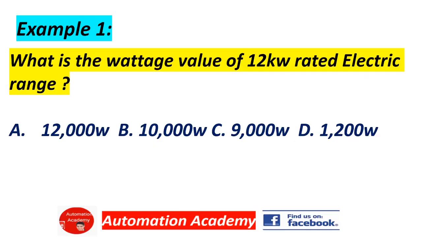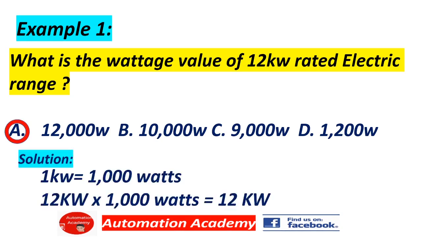Example, what is the wattage value of a 12 kilowatt rated electric range? A, 12,000 watts, B, 10,000 watts, C, 9,000 watts, D, 1,200 watts. Answer A, 12,000 watts. Solution, 1 kilowatt equals 1,000 watts. 12 kilowatts times 1,000 watts equals 12,000 watts.